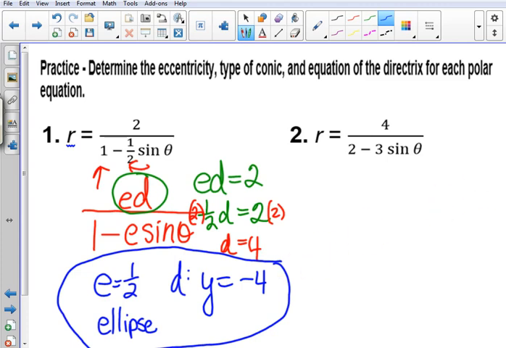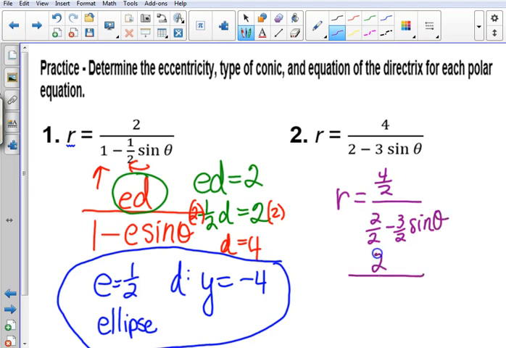You okay? All right. Let's try this one. What's wrong to start with? This is not a 1. Remember, that's what it has to be, a 1 right there. So what do we have to divide everything by? 2. So it's going to be R equals 4 over 2 divided by 2 over 2 minus 3 over 2 sine theta, or 2 over 1 minus 3/2 sine theta.